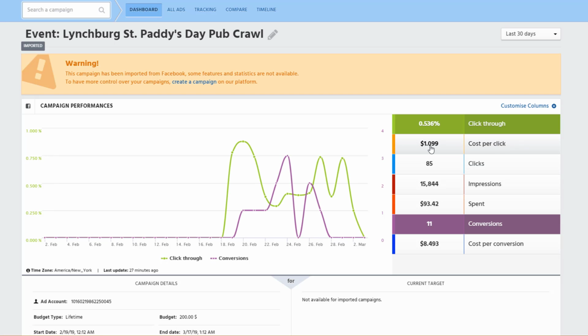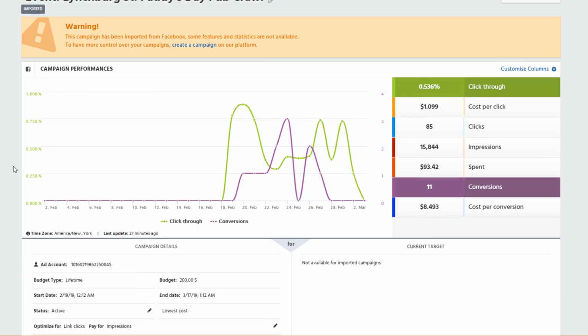Okay. So our cost per click is around $1. We've had 85 clicks. We've had a ton of impressions. We spent $93 so far, and we've had 11 conversions. Sounds pretty good. Our average ticket sale is $15, so that's costing us $8 per conversion. Whether or not we're making keystone or 50% on that, it's pretty close. But look at our impressions. Good exposure there, and we're 3 weeks away from the event.